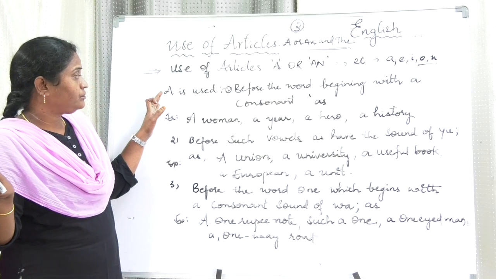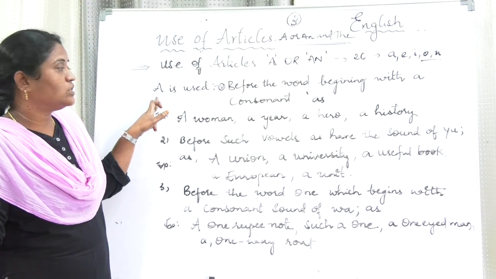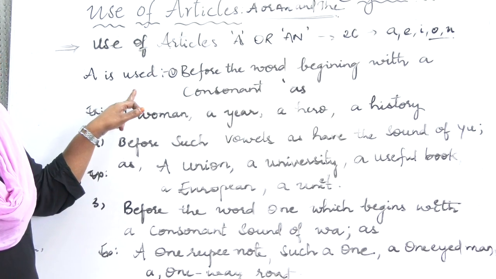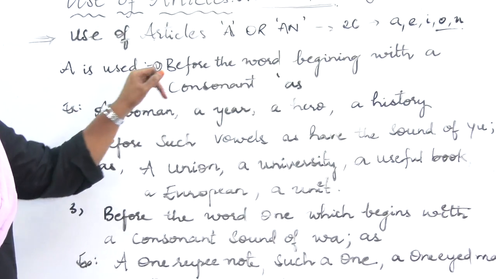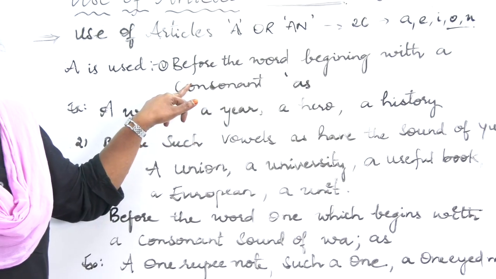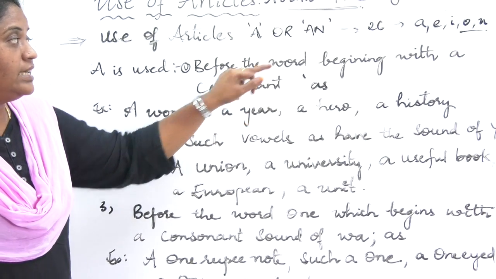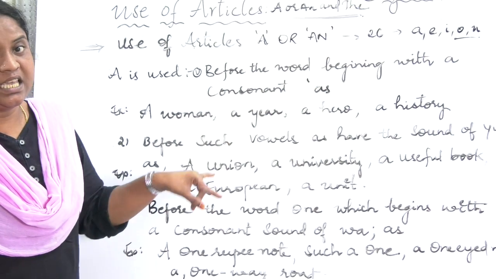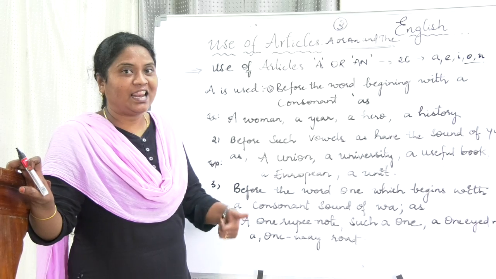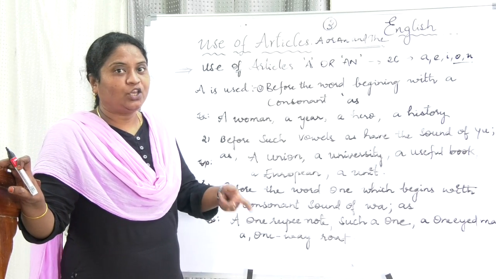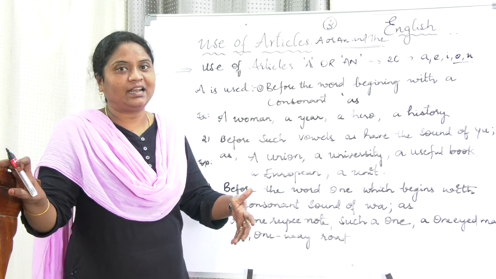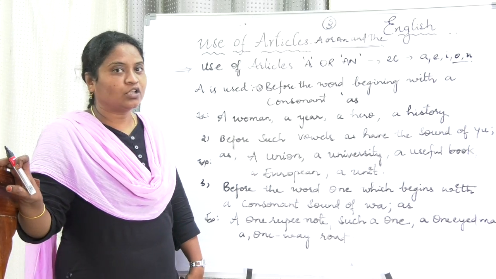Okay, so first let us discuss the use of the article a. Okay, a is used before a word beginning with a consonant sound. Before a word beginning with a consonant. See the remaining alphabets like B, C, D, F, G, H, J, K, L, M, N, P, Q, R, S, T, V, W, X, Y, Z. They all come under consonants, right?